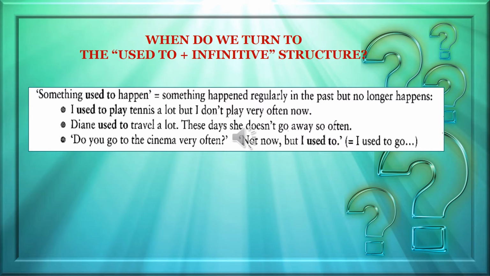As you see, the sentence "it used to happen" means that something happened regularly in the past, but it's not typical of the current situation. Study some more examples below.